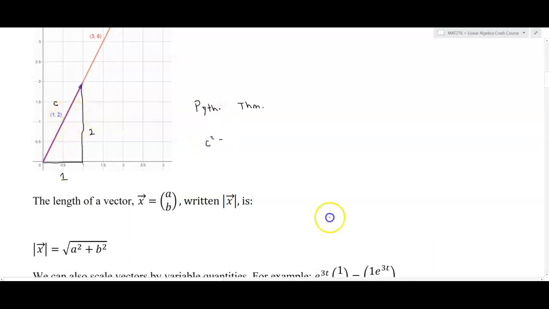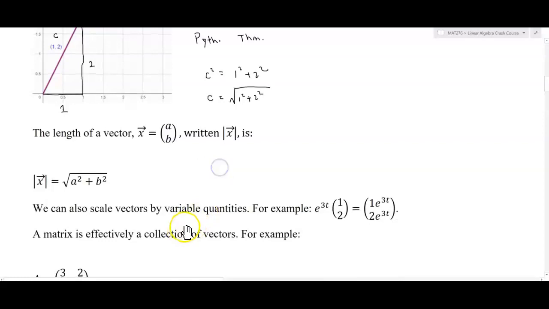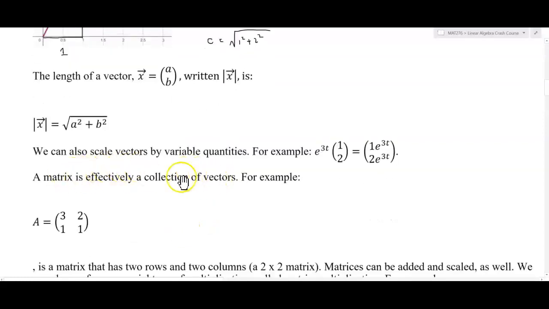So because c squared equals 1 squared plus 2 squared, c is equal to the square root of the components squared. So that's how you can write the magnitude of a vector, or the length of a vector, which will suffice because we're not going to be dealing with higher dimensions where length doesn't make sense.